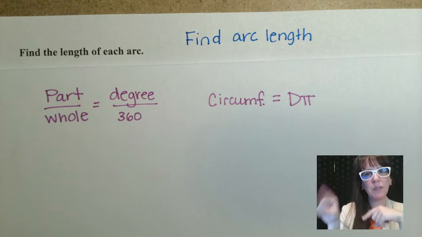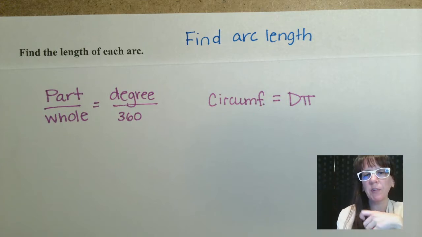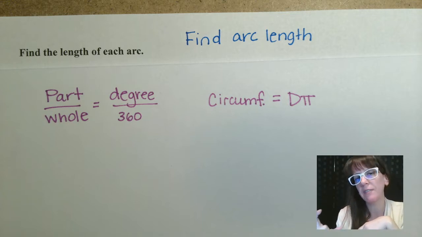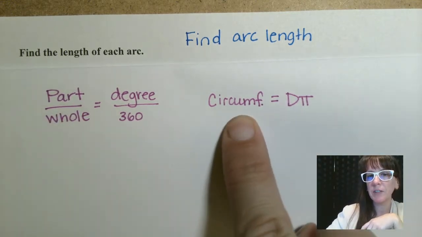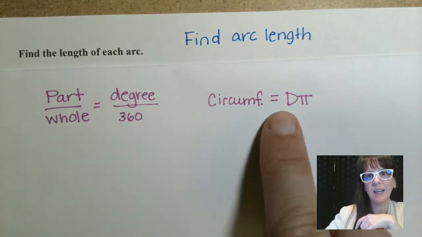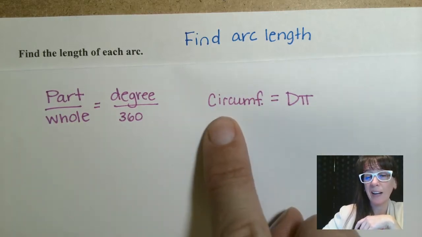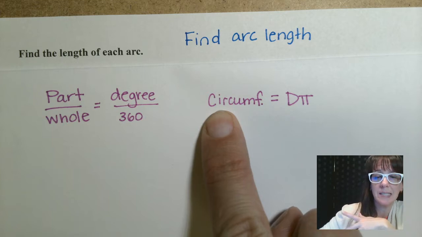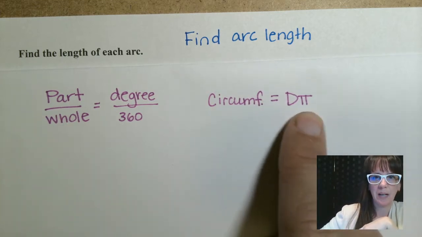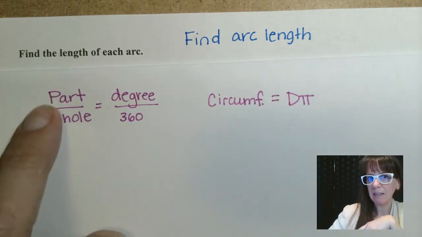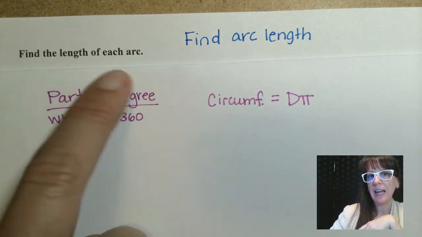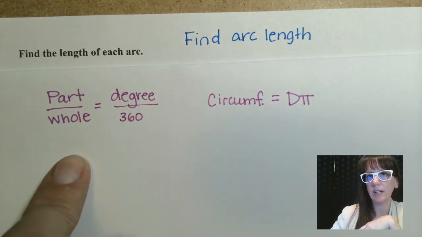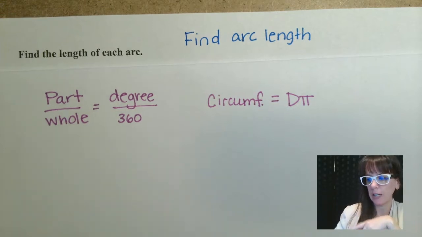So the outer perimeter is called the circumference, and we're going to be looking at finding a part of that circumference. What I want you to write down are these two notes. Your circumference formula is equals the diameter times pi. I remember it as cherry, C, is delicious pi. And then this guy right here, part over whole equals degree over 360. That's going to help you figure out the part of your circumference that you're looking for.